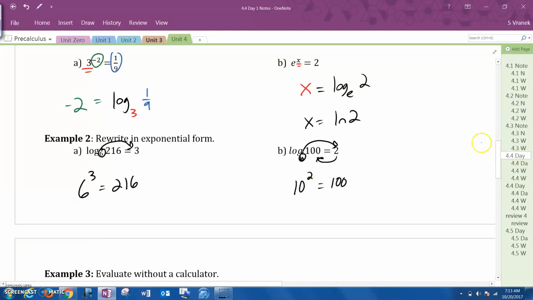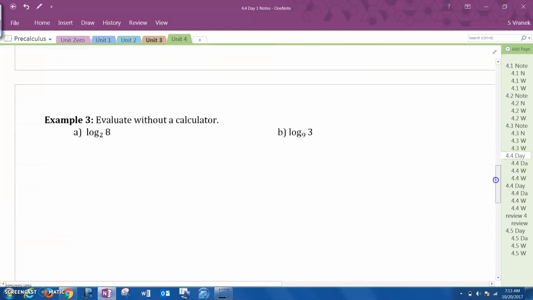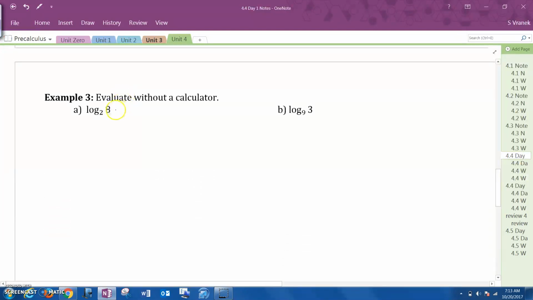And that's how you rewrite it. So now we're going to evaluate without a calculator. Here's what I do to evaluate without a calculator. I just set these equal to x because I want to know what these are. I want to know what the exponent is that gets us from 2 to 8.